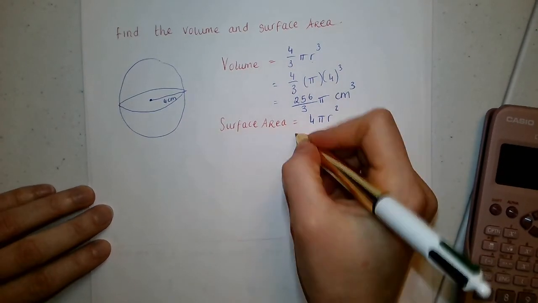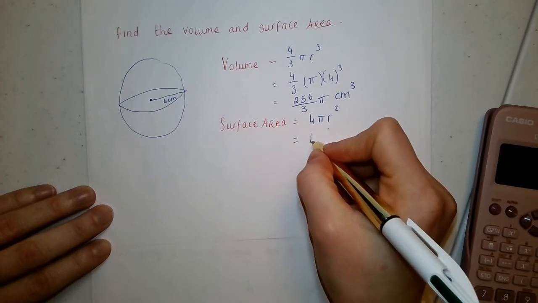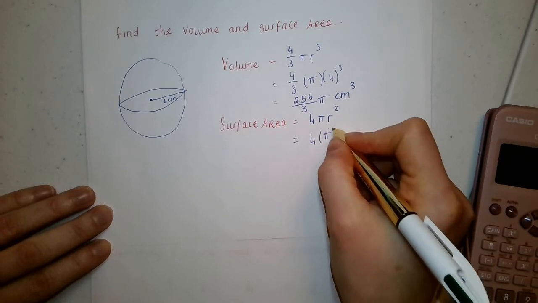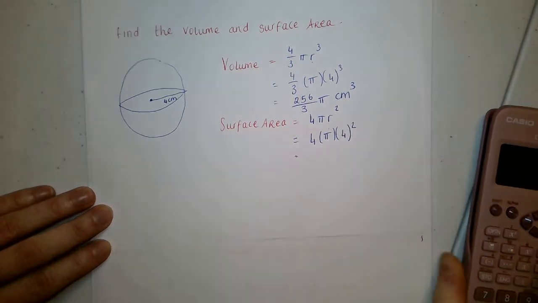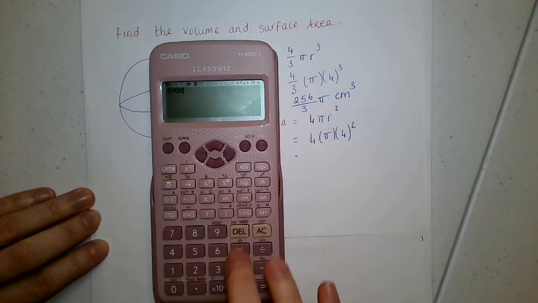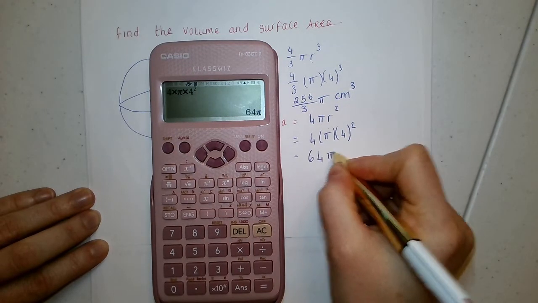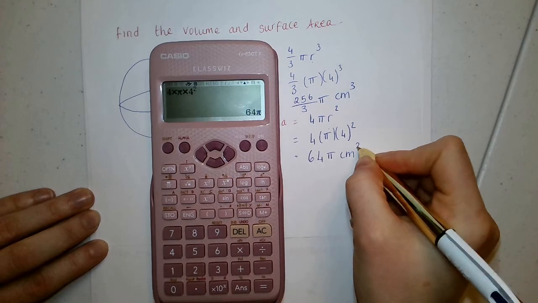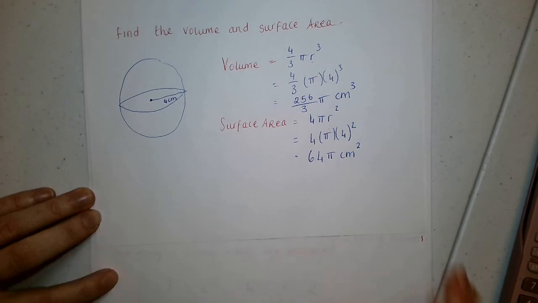Okay, so similarly we just sub in 4 for the radius, so 4 multiplied by pi multiplied by 4, and that's squared. And we're going to put that into our calculator, so 4 multiplied by pi multiplied by 4, and that's squared. So that will give us 64 pi, and that will be centimetres squared because it's area. Okay, so that's how we find the volume and surface area of our sphere.